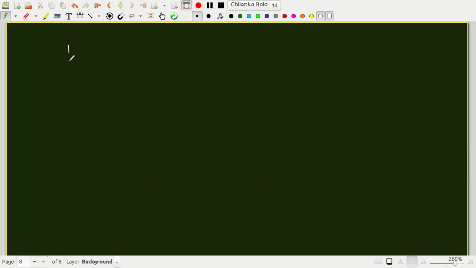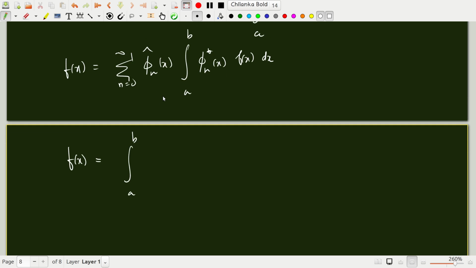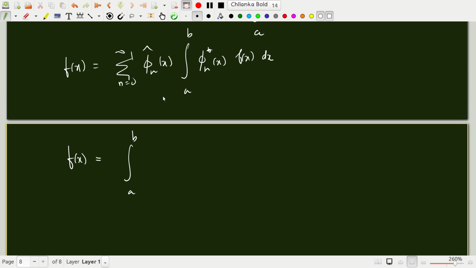Therefore I rewrite this slightly. F of x is nothing but the integral from A to B. I'm going to write this f of x outside, take the integral and interchange it with the sum. So let's keep it like this, A to B. This f of x I'm going to write here. Then I'll take the sum, n equal to 0 to infinity, phi n of x, phi n star of x, and dx.